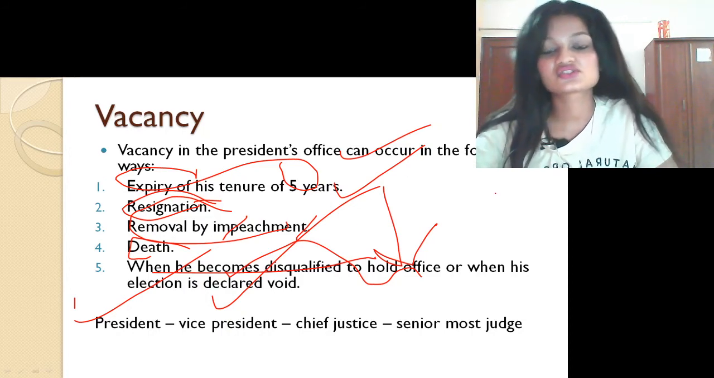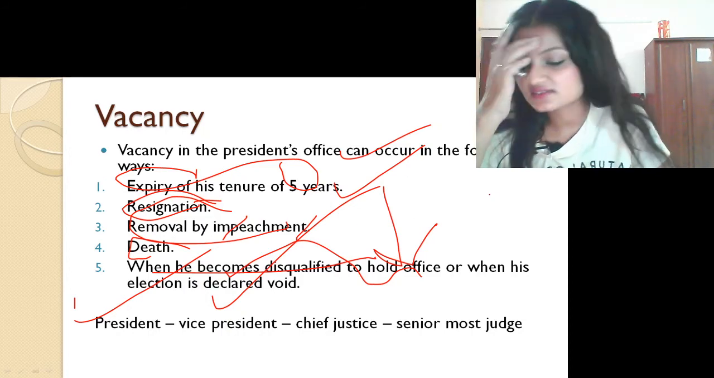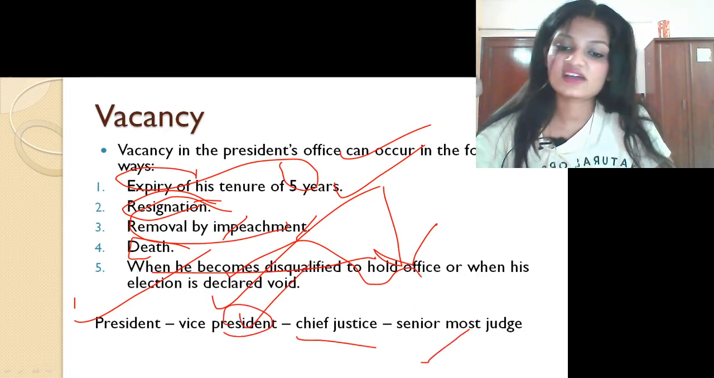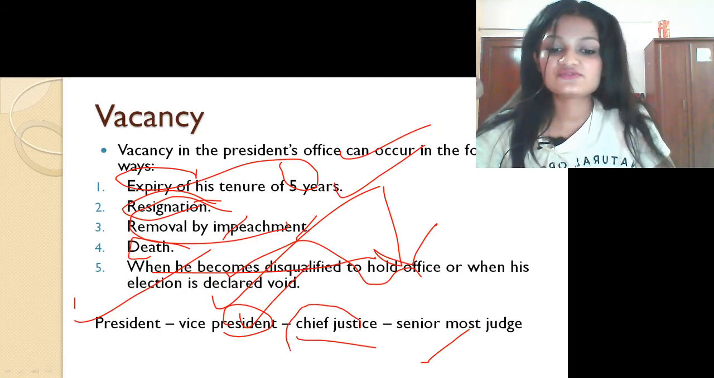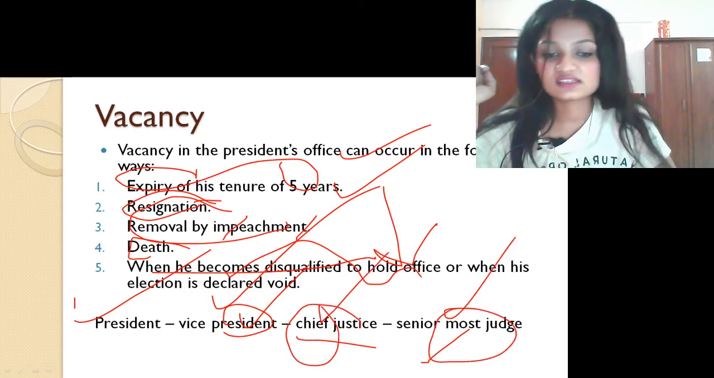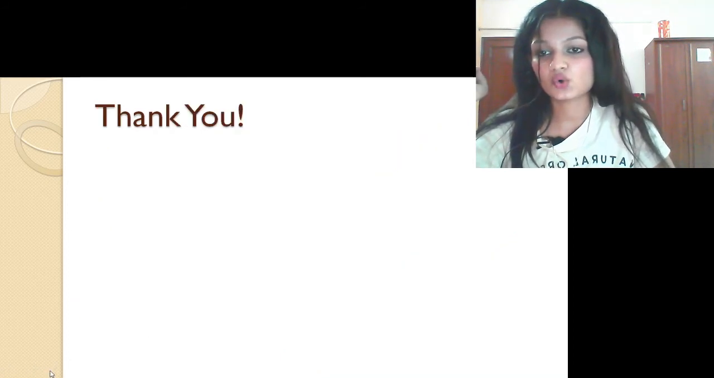If the president's seat is vacant, the vice president can take over. If the vice president is not there, the Chief Justice of India can take over. If the Chief Justice of India is not there, then the senior most judge can take over.